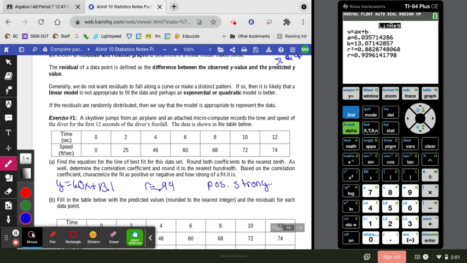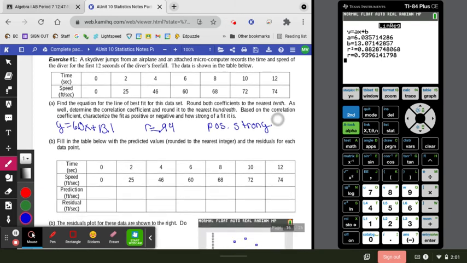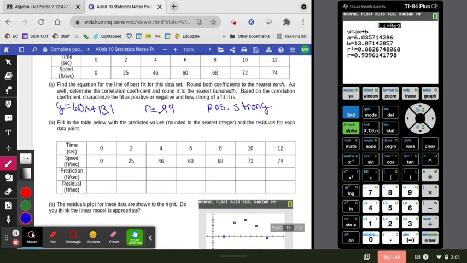Okay, so I used my calculator and I found the equation. The linear regression is y equals 6.0x plus 13.1 with an R value of 0.94, which is a positive strong relation. So now for part B, I want to fill in the table with the predicted values, round to the nearest integer, and the residuals for each data point. So our predicted values are what we get from the equation. So if I put 0 in for x into my equation, I'm going to do 0 times 6 plus 13.1. So my predicted would be 13.1.